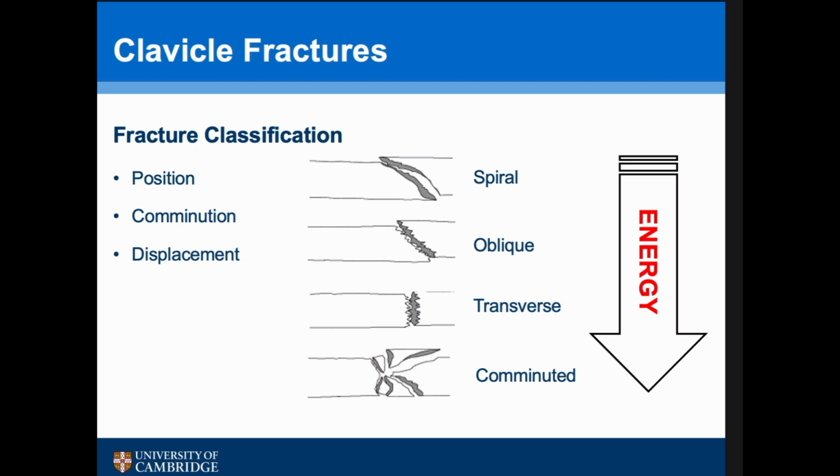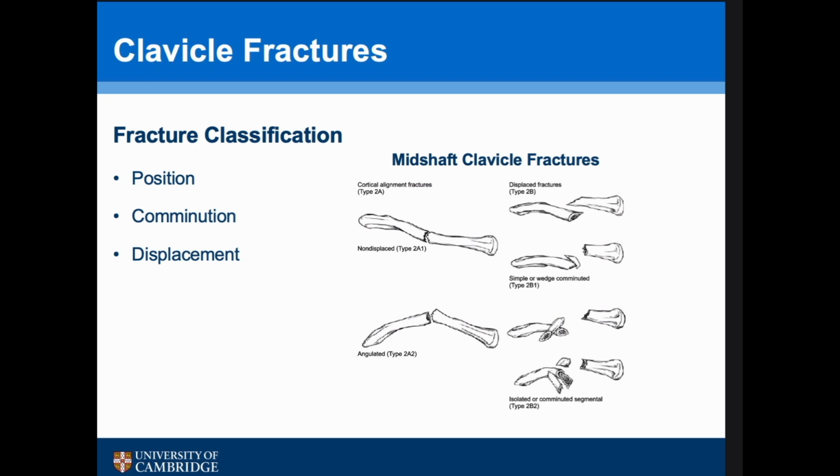This often can have an effect on the surrounding soft tissues, the likelihood of this to heal and perhaps the requirement for surgery. So for midshaft clavicle fractures, there are a number of classification systems. This is the Robinson classification system. And the important thing is as the number gets higher, the comminution gets higher.